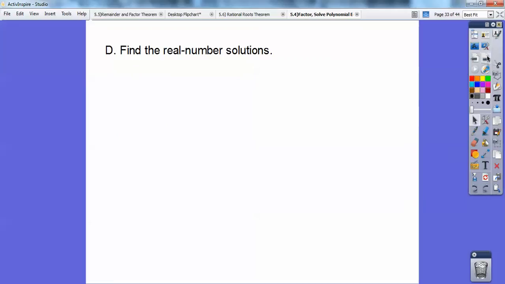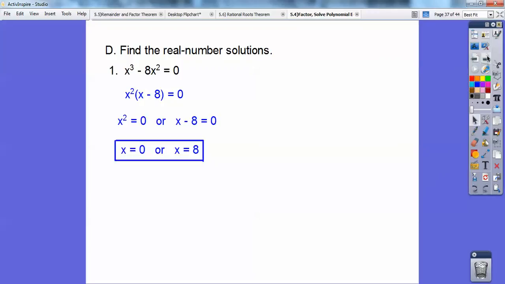All right, so find the real number solutions on here. So now we're going to solve. We're going to factor, pull an x squared out, and then set the factors equal to 0. So I get x equals 0 or x equals 8. Okay, let's try another one here.